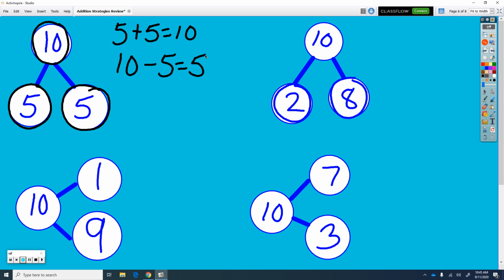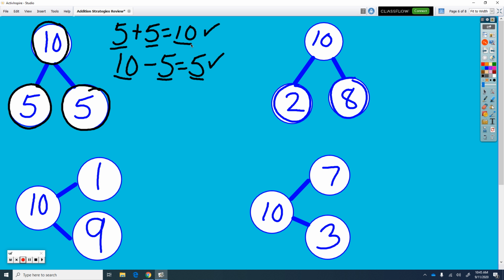And these two facts right here are called related facts. Related means that there's something the same about you. Like if you're related to your sister, that's because you have the same parents. Or if you're related to your cousin, that's because you have the same grandparents, probably. So that's what related means. You have things that are the same. Well, these facts are related because they have all the same numbers in them. They both have one 5, they both have another 5, and they both have a 10. So that's why we call them related, because they have all the same numbers. And it's just like the number bond.